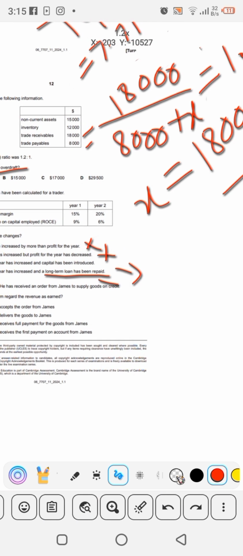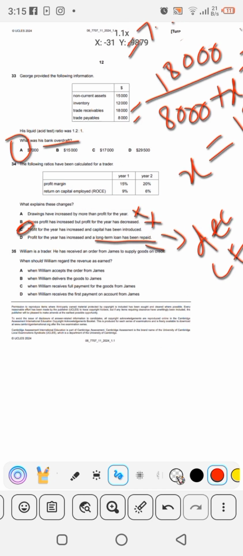Profit for the year has increased and capital has been introduced. This is correct because then the gross margin will increase and the capital employed would also decrease. Then profit for the year has increased and the long-term loan has been repaid. So the repayment of loan would decrease the capital employed, which will increase the ratio of capital employed, which is not the correct answer in this case. In question number 35, the correct answer is B, according to the principle of realization, as revenue will only be realized when the goods are delivered to the customer.